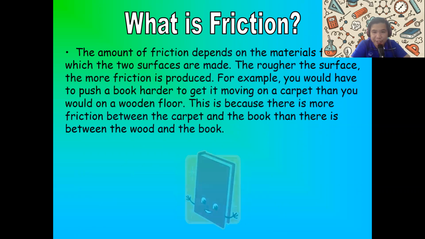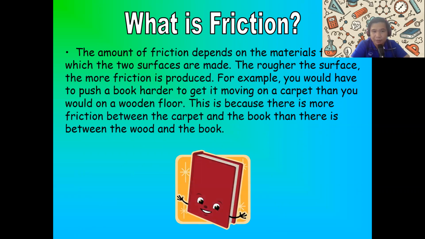The amount of friction depends on the materials of which the two surfaces are made, okay? The amount of friction depends on the surface, class. Surface is what the material is made of. The rougher the surface, the more friction is produced. If a surface is very rough, it will have more friction.